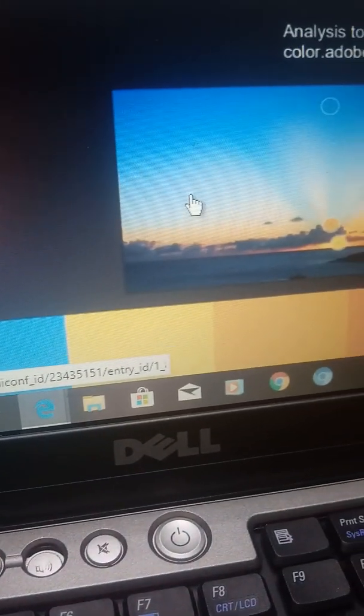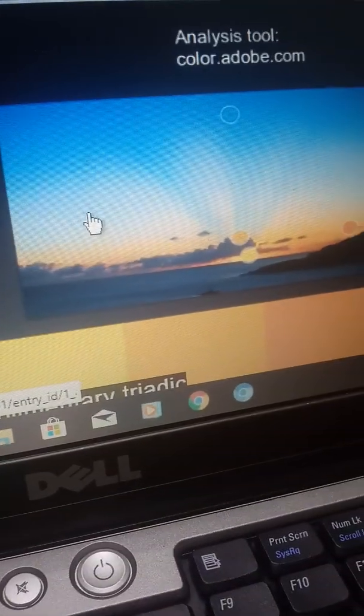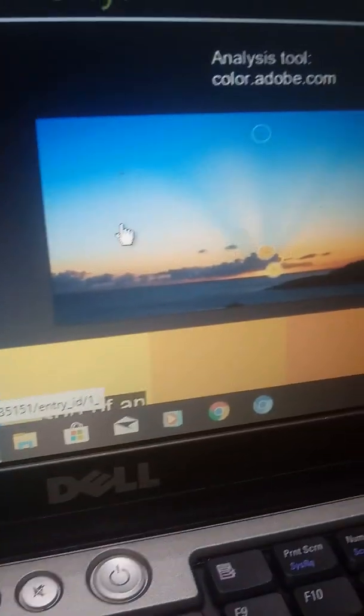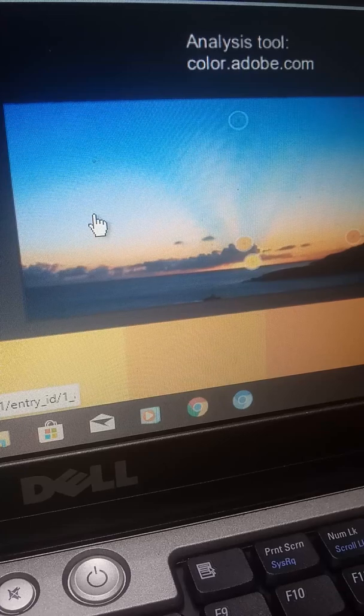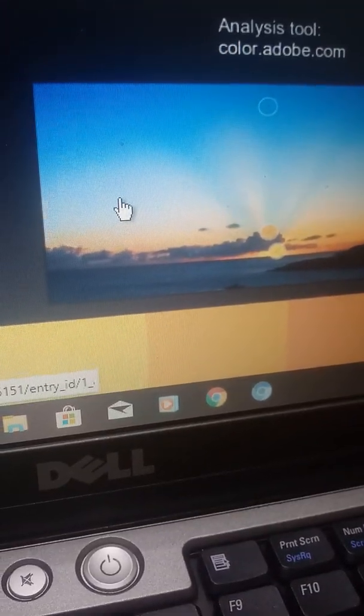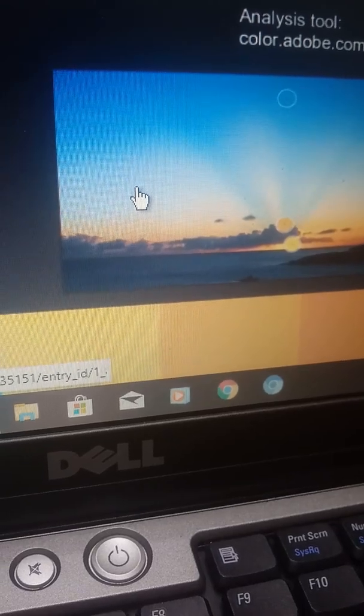So based on the previous slide where we looked at the 3 types of color harmony, that is complementary, triadic, and analogous, we can look at a photograph like this sunset and sort of analyze it, seeing what types of color harmony are happening here. Can you name the 2 types of color harmony that we're seeing in this photograph?